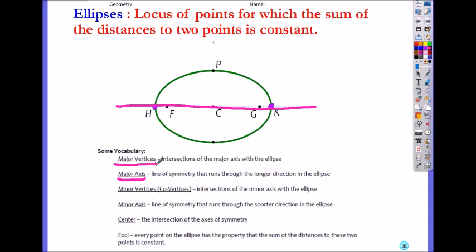What about the vertices on the shorter side? You can call them minor vertices, or we call them co-vertices. Then what will be the minor axis? The axis that goes through the minor vertices. And where the axes intersect, we call it the center.